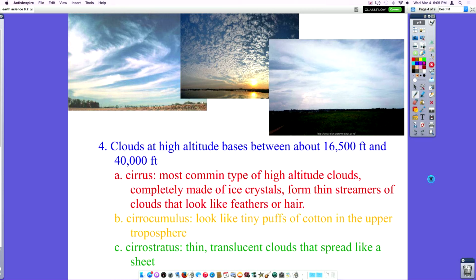Cirrocumulus in the middle there look like tiny puffs of cotton in the upper troposphere, high up, much higher than the other ones that we've talked about. And then cirrostratus, all the way on the right, thin, translucent clouds that spread like sheets. So they spread out more, a little bit stretched.